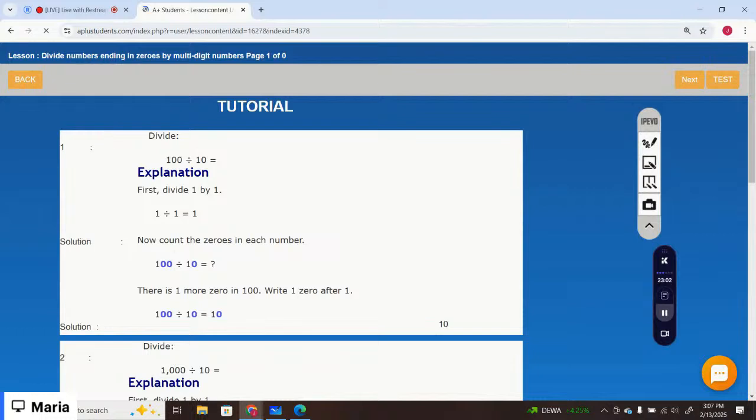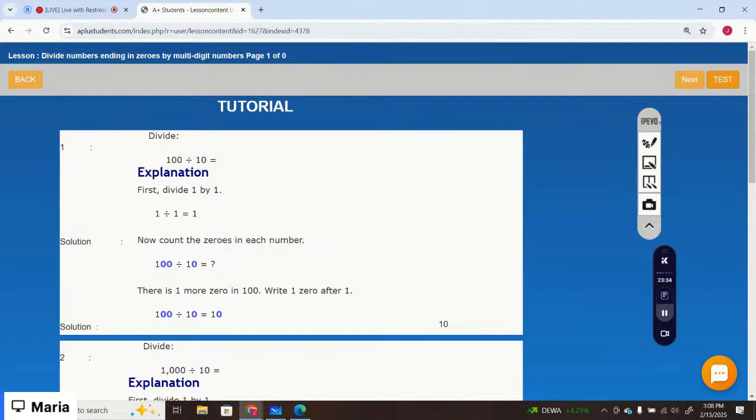So how do we divide a number that have more than one zeros? 100 divided by 10, just divide the non-zero values like 1 divided by 1, that is 1. Now count the number of zeros in each number. 100 have 2 zeros and 10 has 1 zero. That means you have left with only 1 zero, so that is 10. That means 100 divided by 10 is 10.